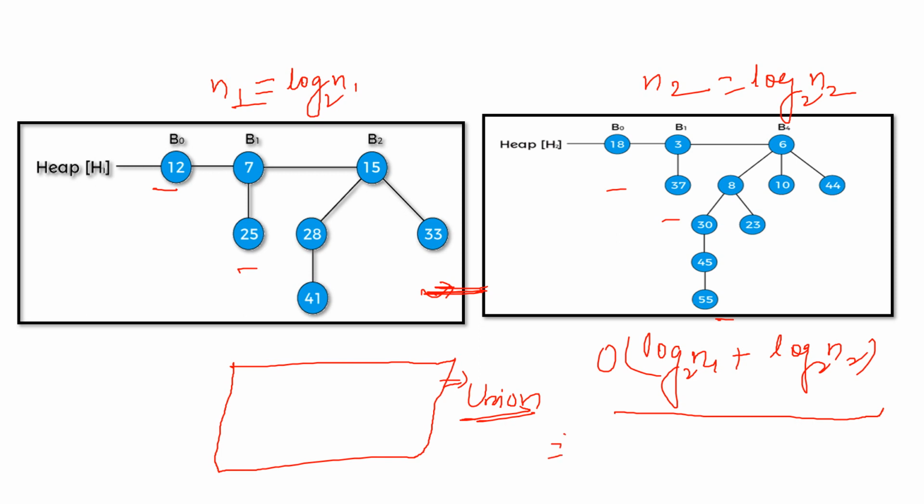If you write it in a single format, you will get order of log base 2 n, and this n is nothing but the heap having the maximum number of nodes. In these 2 heaps, H2 has more nodes, so this n is nothing but n2. So the time complexity of the union operation in the binomial heap is order of log base 2 n, where n is the heap having the maximum number of nodes.